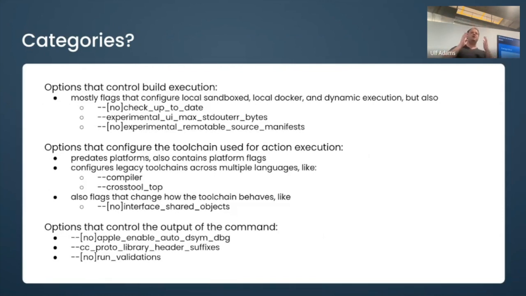All right, what is output in Bazel's case? There is terminal output. Is that what it means? There are binaries and packages that are output as part of the build. Is that what it means? Here we have a mix of different things. We have a proto library flag, and then we have run validations, which doesn't really have any connection. What does it have to do with proto library?